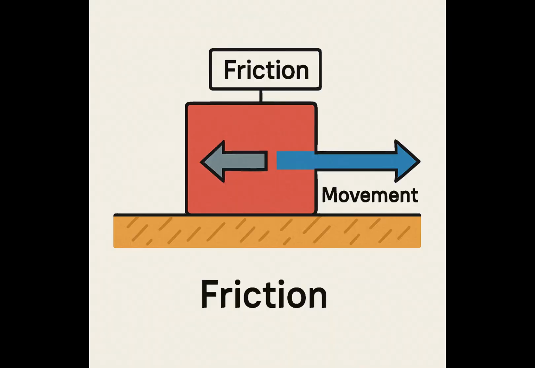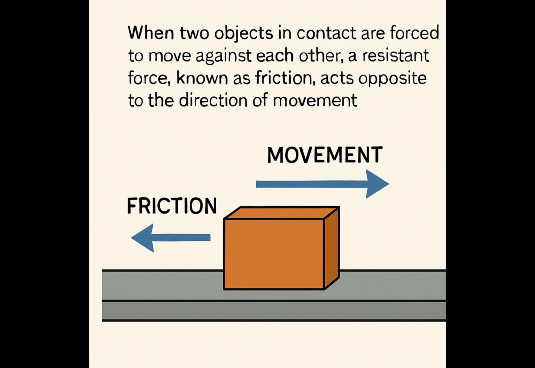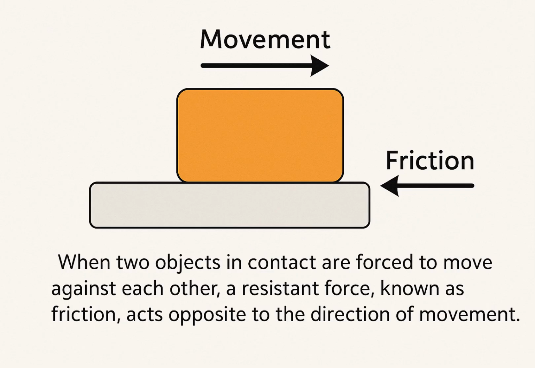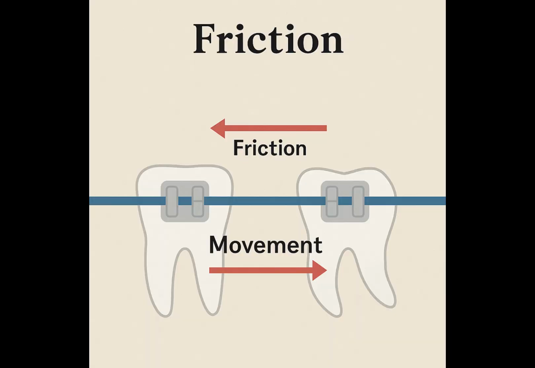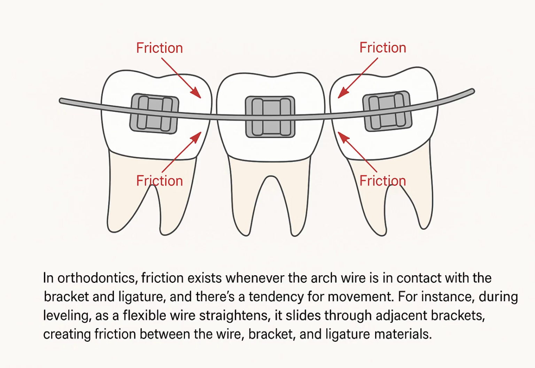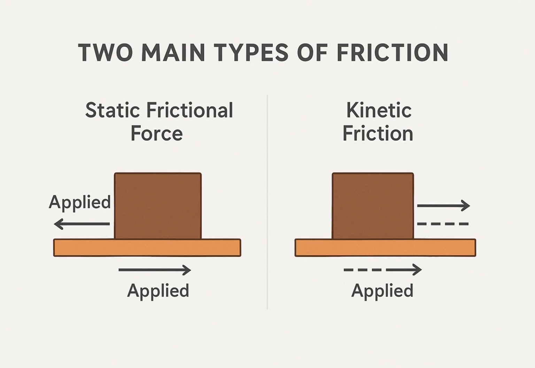Let's start with the basics of friction. When two objects in contact are forced to move against each other, a resistant force, known as friction, acts opposite to the direction of movement. In orthodontics, this is particularly relevant as archwires slide through brackets. We encounter two main types of friction: static frictional force and kinetic friction.